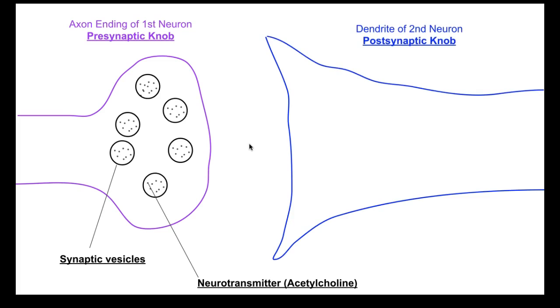And then we also have, after the little space, the dendrite of the second neuron, which we will refer to as the postsynaptic knob. The space in the middle can be called the synaptic cleft, and this whole thing is the synapse.